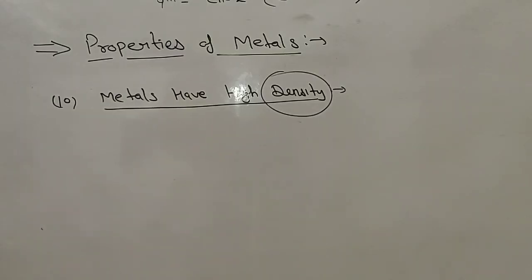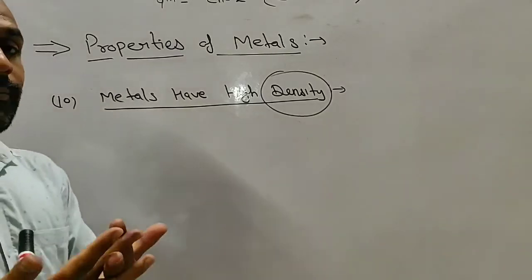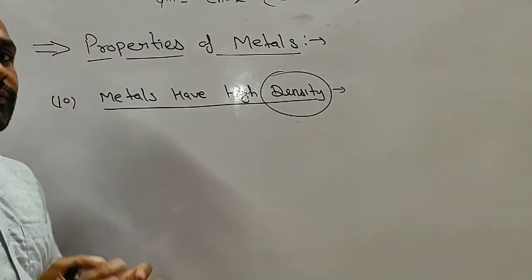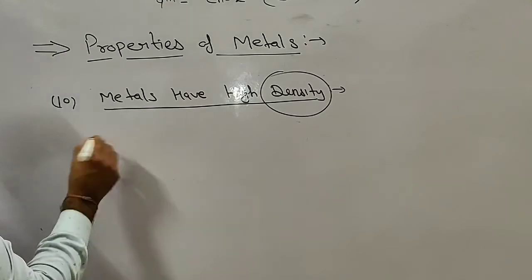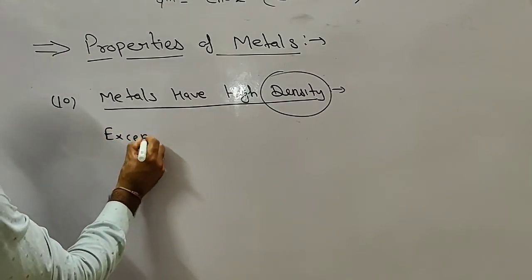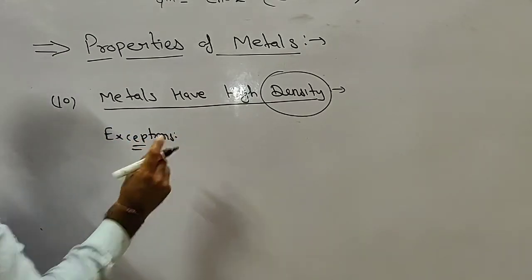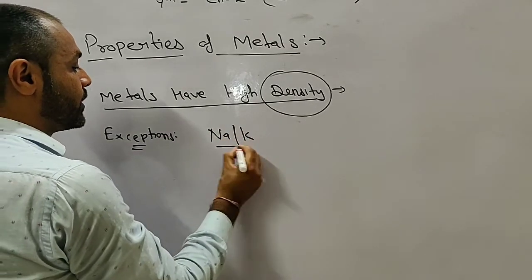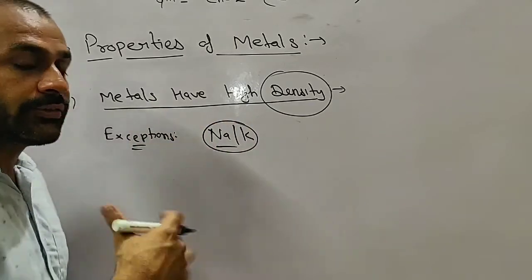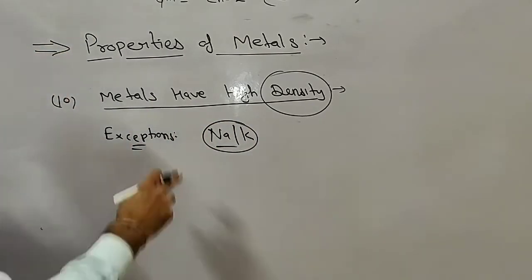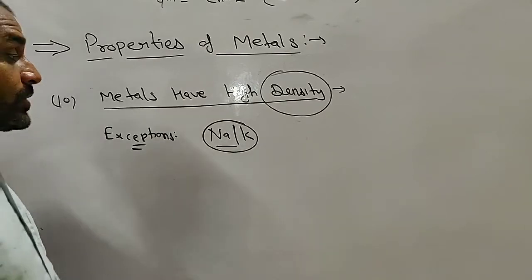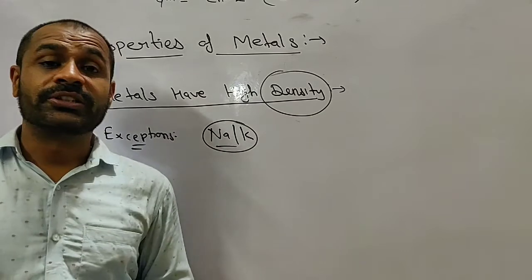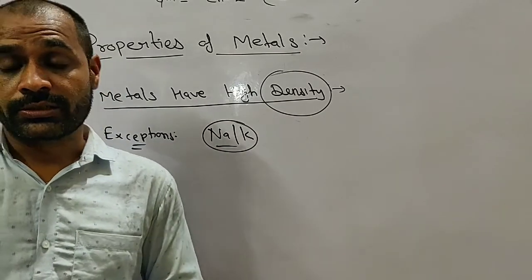So the next property is density. So generally metals have high density, and different metals have different density, but exceptions are always there. We have to focus on some exceptions also, like sodium and potassium have very low density compared to other metals, so that's why they are stored in kerosene. Due to this property, sodium and potassium are stored in kerosene. Fine.